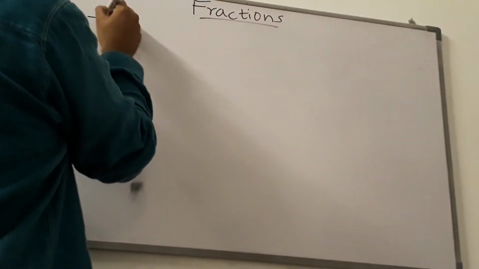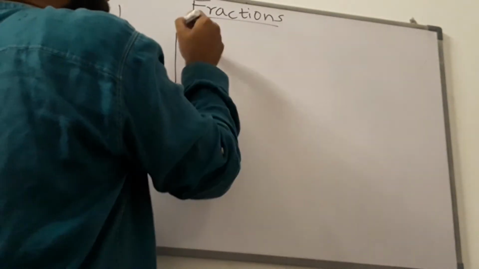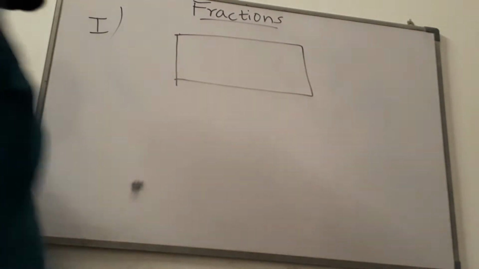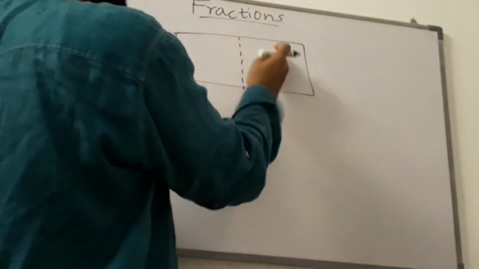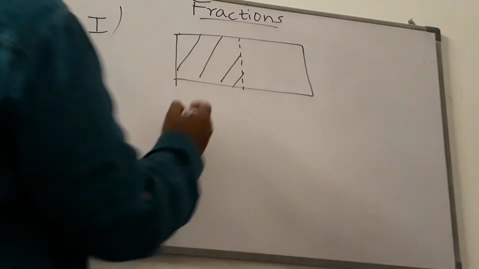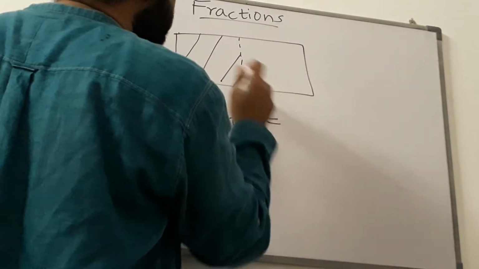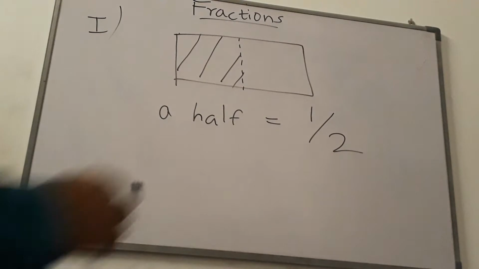Okay, straight away I am going for an example. Now here there's a rectangle and I am going to divide it into two equal parts, two identical parts. I am going to color one part out of those. Okay, so this is known as a half. Half is written as 1 out of 2. 1 out of 2 means 1 over 2. This is called a half.